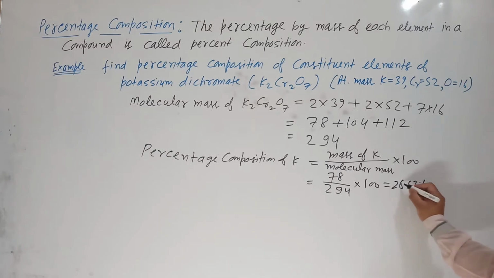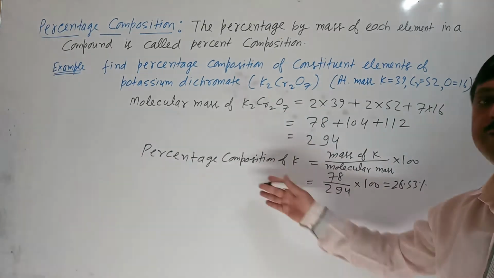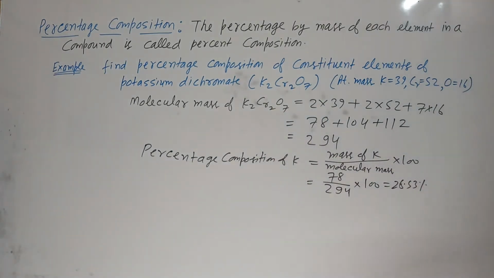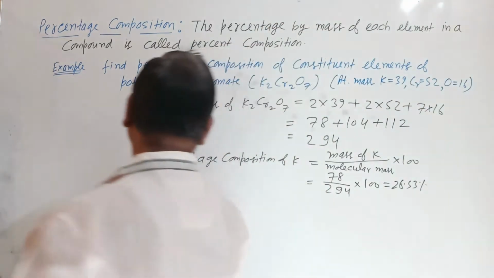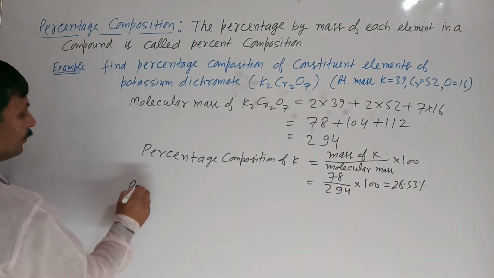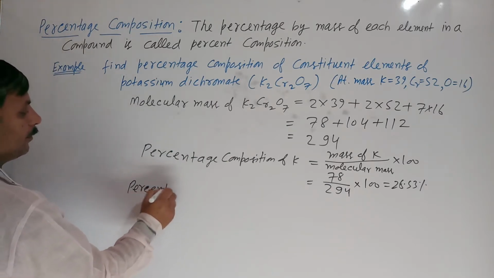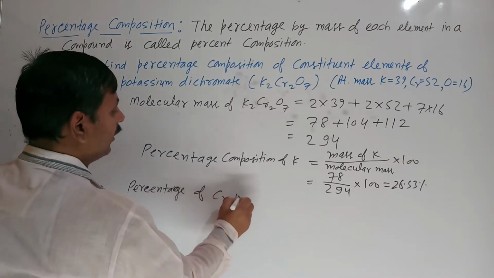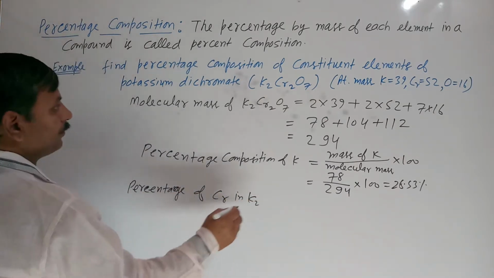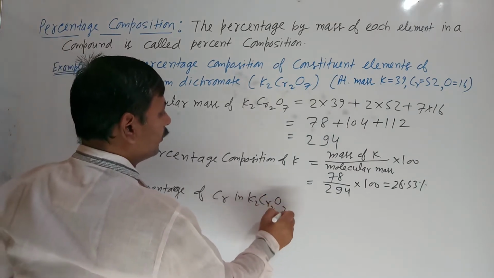What we have found? The percentage composition in potassium dichromate, percentage composition of potassium is 26.53%. Same way, if you want to find the percentage composition of chromium, percentage of Cr in K2Cr2O7.